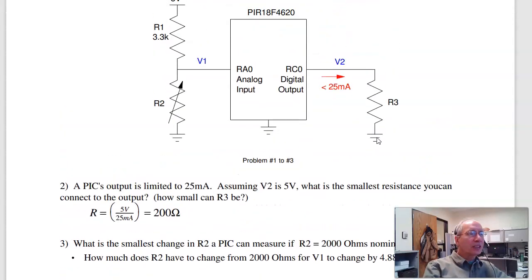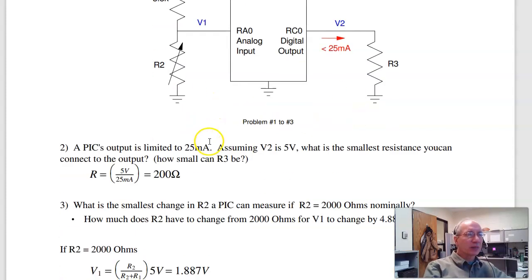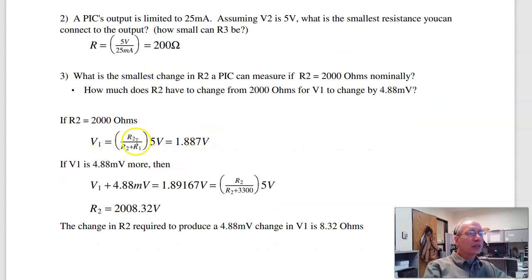Problem 3 says if I have a voltage divider like this, if R2 is 2000 ohms, what's the voltage at V1, and what's the resolution? What's the change in resistance that I can see? Well, at 2000 ohms, the voltage is by voltage division, R2 over R1 plus R2, 1.887 volts. The PIC can read analog voltages. The resolution is 4.88 millivolts.